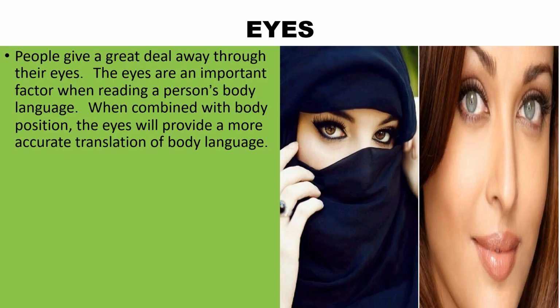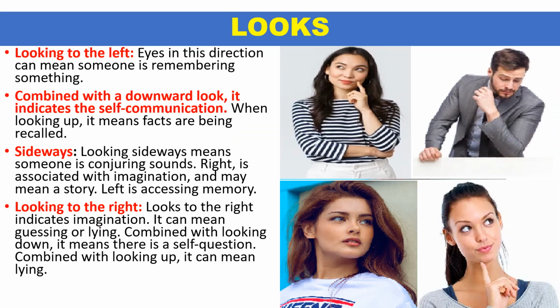Eyes. The next one is eyes. People give a great deal away through their eyes. The eyes are an important factor when reading a person's body language. When combined with the body position, the eyes will provide a more accurate translation of body language. Look at Aishwarya Rai's eyes. They look very nice, very attractive, right?